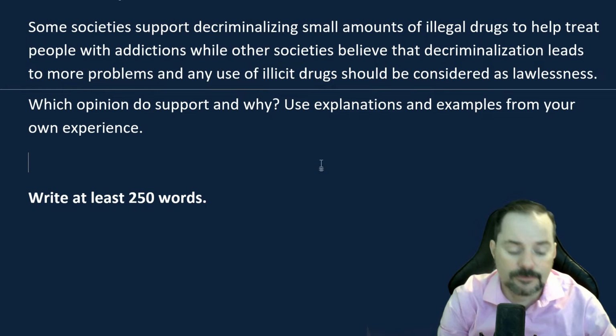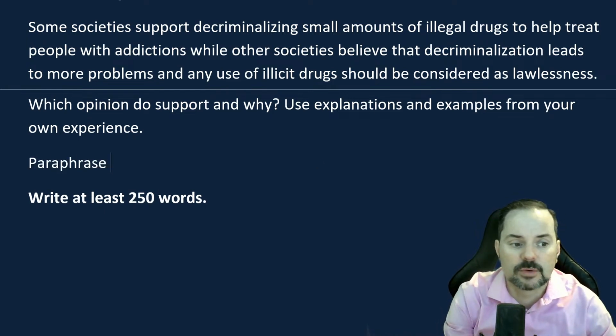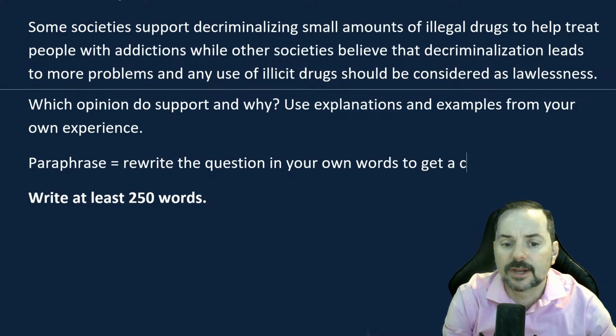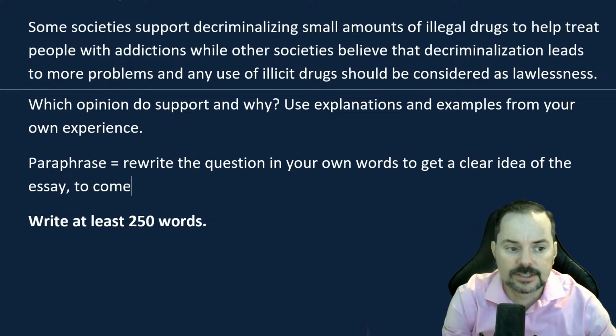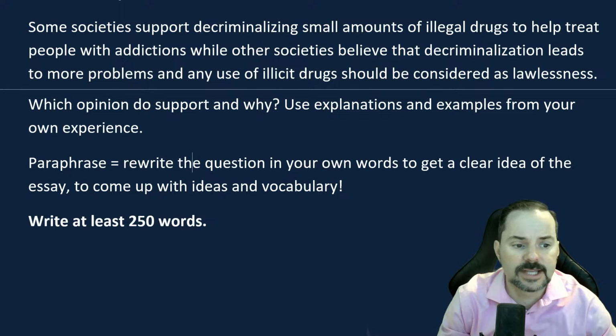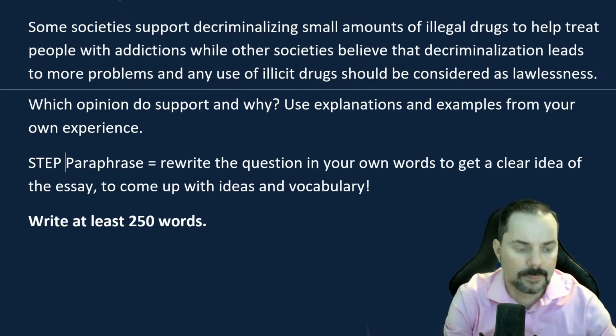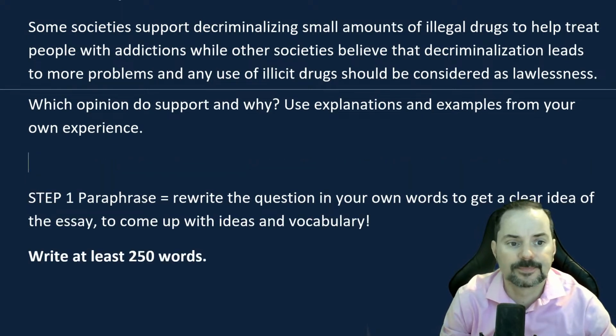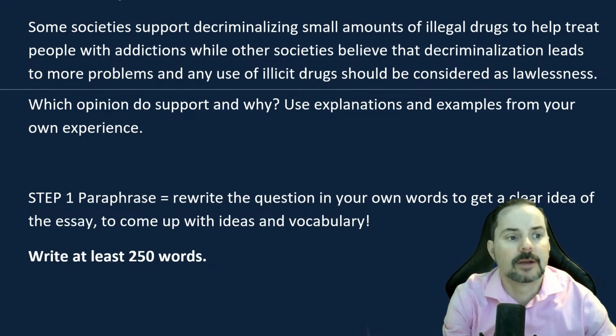All right, so the first step here is let's paraphrase this question. So rewrite the question in your own words to get a clear idea of the essay, to come up with ideas and vocabulary. Okay, so that's our first step here. That's step 1. All right, I'm going to do this and then I will take a look at what you're putting up there. All right, so here we go.